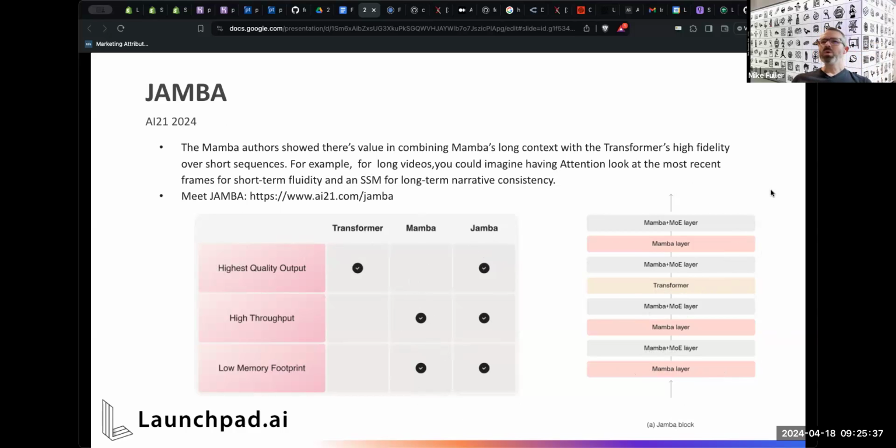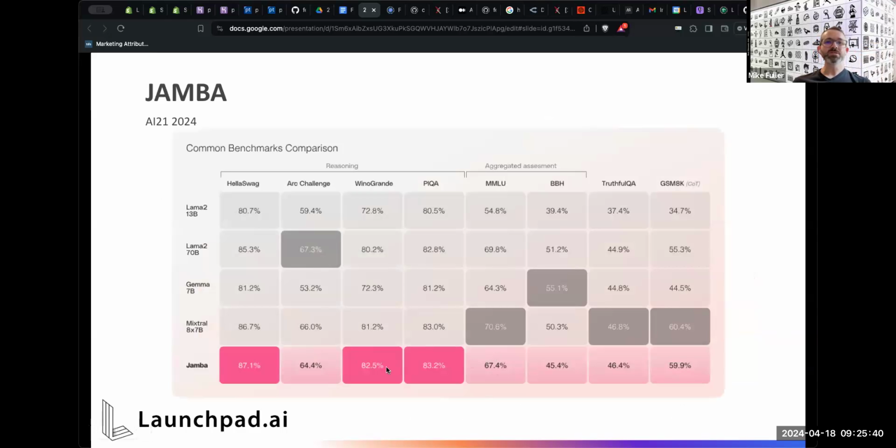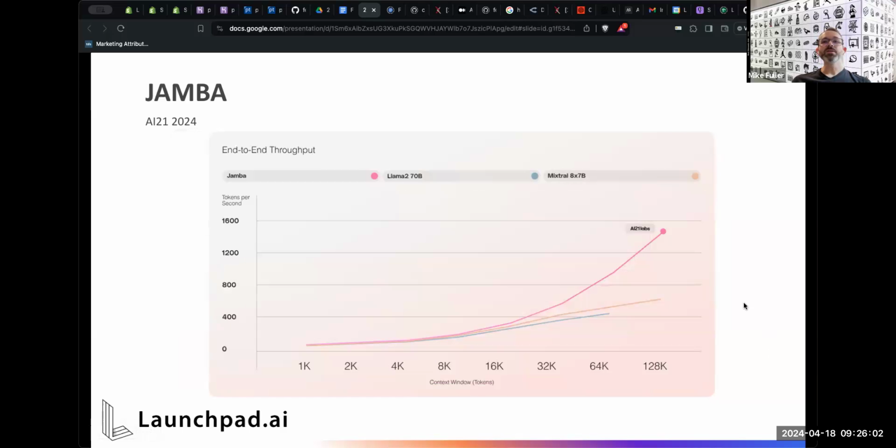And here's the performance as well, before I go on to the next bit. Very good performance in general compared to some pretty decent state-of-the-art models. You can see across a bunch of different tests they did, it achieves state-of-the-art or almost state-of-the-art performance. And also the throughput is significantly higher because of the benefits of this Mamba layer. The tokens per second are really phenomenal compared to even smaller transformer models at very large context windows.